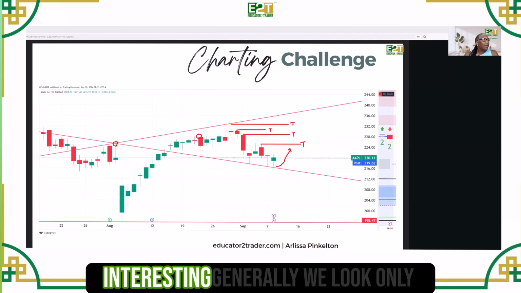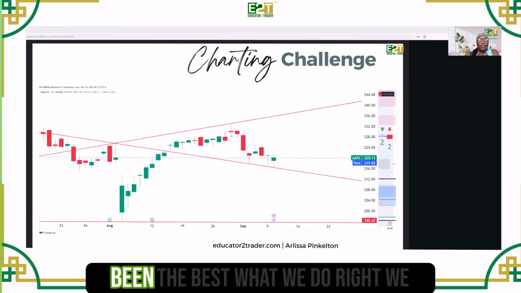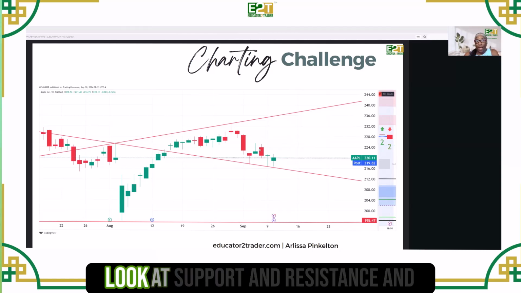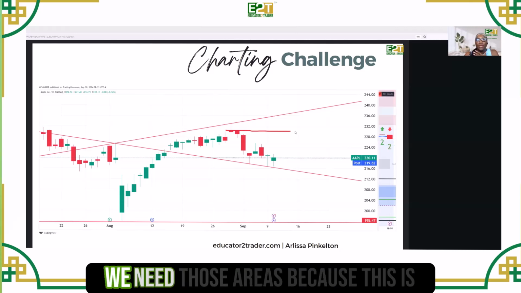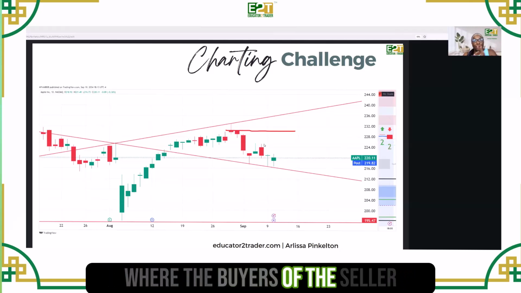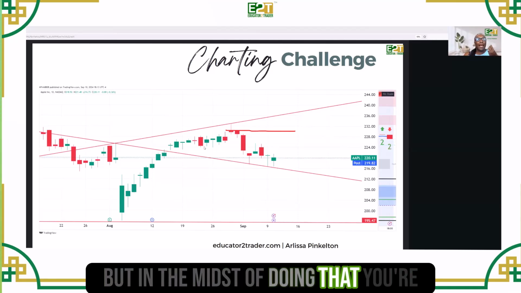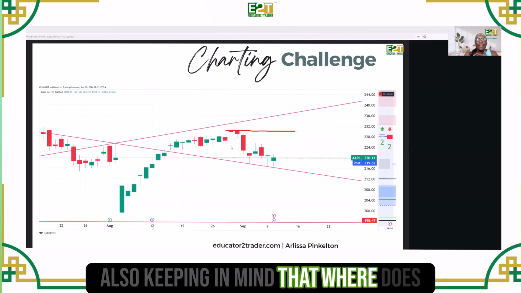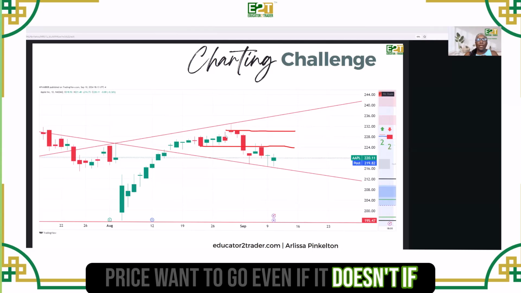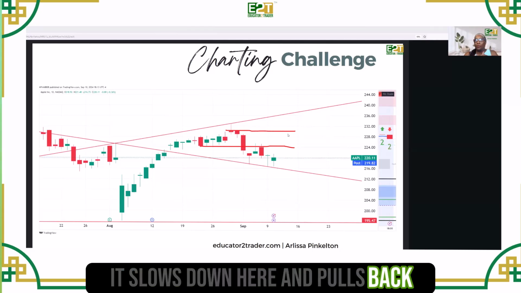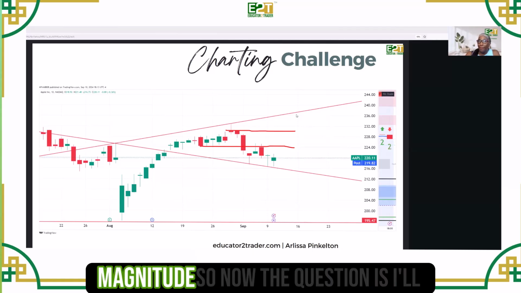Now, this is what's interesting. Generally, we look only at support and resistance. That's what we do, right? I'm definitely not saying don't look at support and resistance, because we need those areas, because this is where the buyers and the sellers step in. You do need those areas. But in the midst of doing that, you're also keeping in mind, where does price want to go? Even if it slows down here and pulls back here with sellers stepping in, it wants to go to the other end of the magnitude.